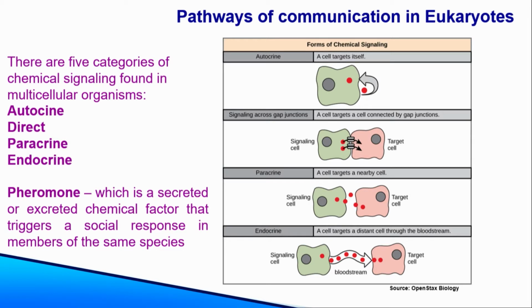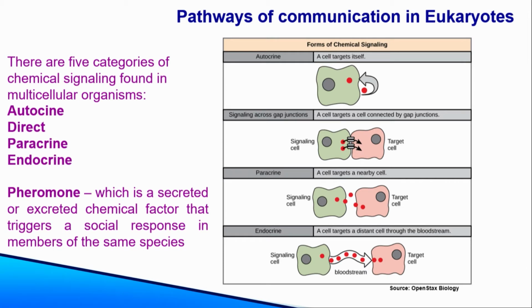First is autocrine, in which a cell targets itself. This is basically seen in apoptosis or programmed cell death, where the cell produces compounds that in turn kill that same cell. The second type is direct, in which a cell targets a cell connected by gap junction. This is between neighboring cells. The chemical molecules are produced by one cell and pass on to the other by means of these gap junctions to create a response.